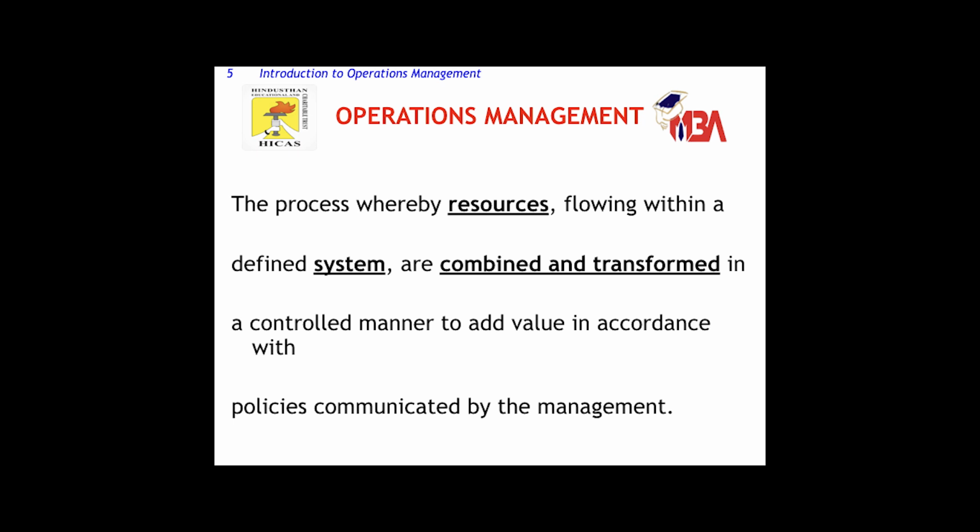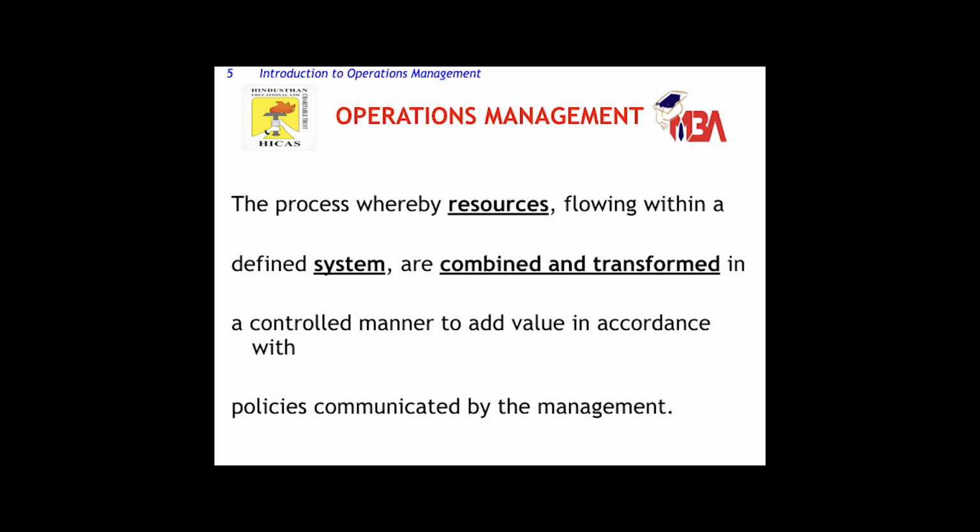So operations management plans what resources are required, and it also decides the system which is required for combining these various resources. These resources have to be combined together to produce the output, that is the end product or end service. So how do we combine and transform the various resources, and what are the systems required to achieve this and provide a better product or service is defined as operations management.